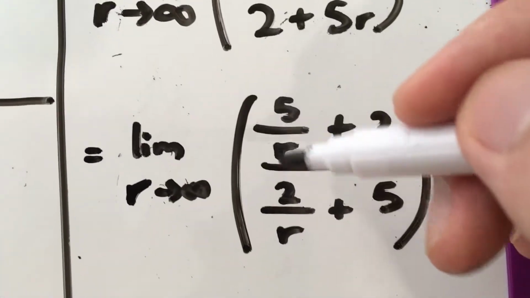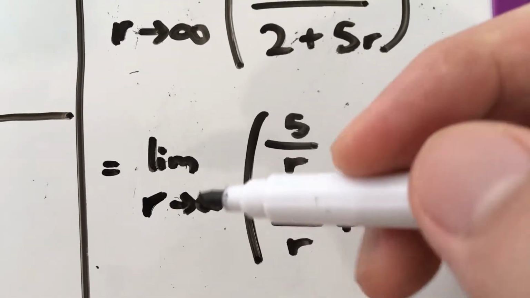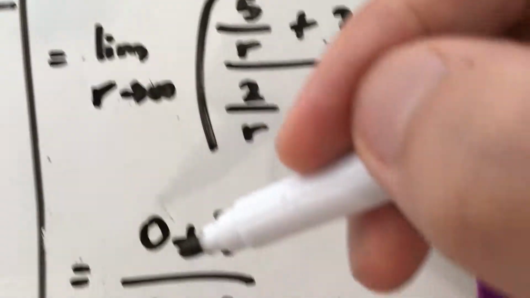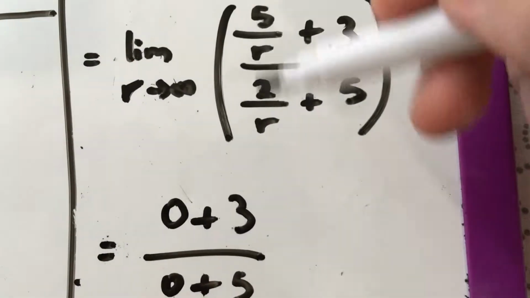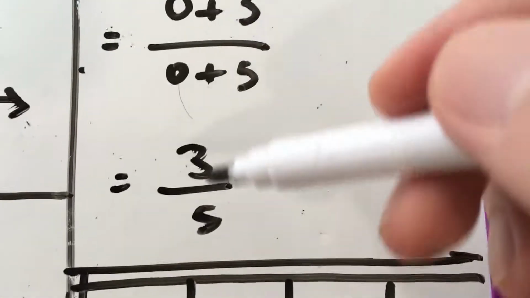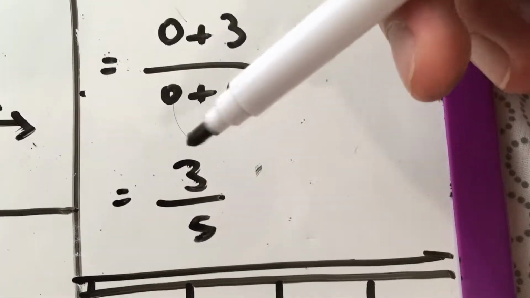So now I have everything at the bottom, right? So 5 divided by r, 2 divided by r. And as you know, as it approaches infinity, this whole value becomes 0. So now we're left with 0 plus 3 divided by 0 plus 5, right? Reduce from here. And now I can just do maths and it becomes 3 over 5. So the limit of this as it approaches infinity is 3 over 5.